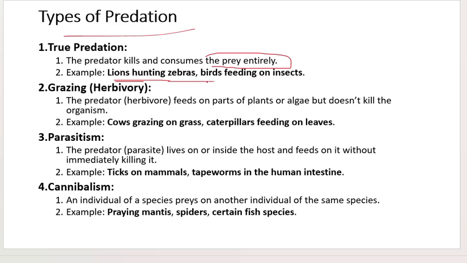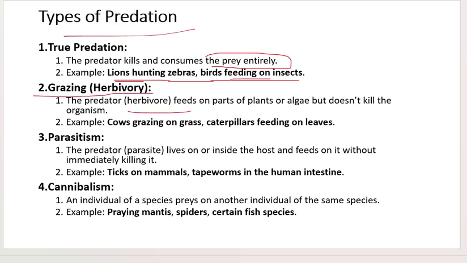Birds feeding on insects. You'll never see birds eating half the body of an insect. They'll eat everything, all the bodies. So that's called true predation. They will not leave any remains. Okay, then grazing, herbivory. These predators are herbivores.